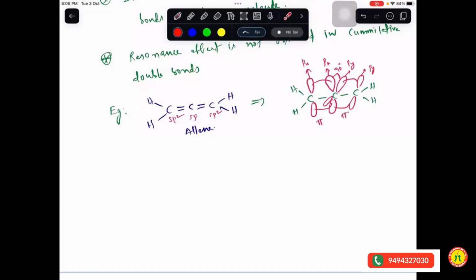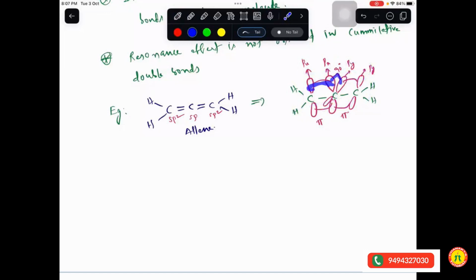See here, these two lobes are okay. This pi bond is delocalizing, oscillating in the x direction, the x axis. This pi bond is oscillating where? In the y axis. But these two are perpendicular to each other.